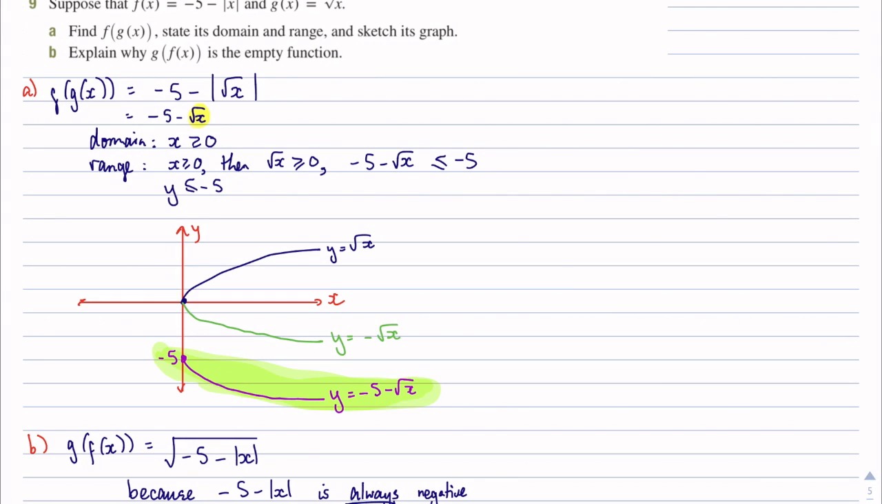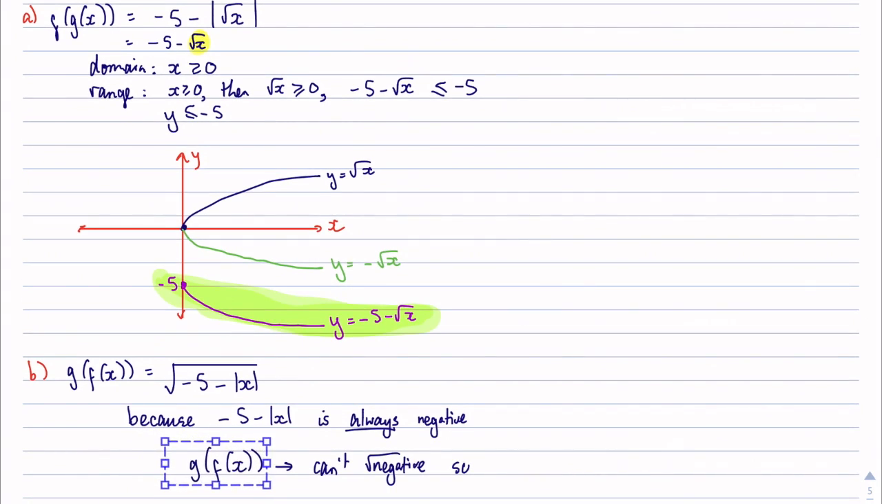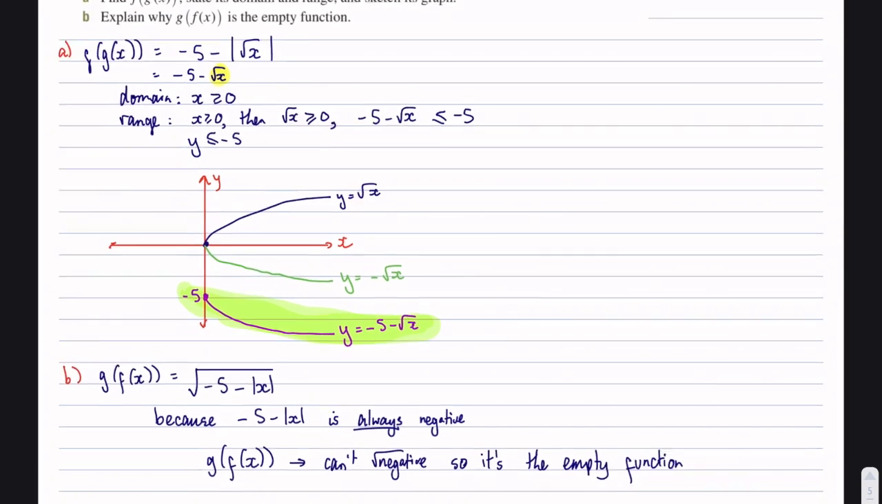Well, I won't say it doesn't exist. I mean, we've written it down. It does exist, but absolutely nothing will happen because we can't square root a negative. So it's the empty function staring into the void. L'appel du vide, the call of the void. That's it.